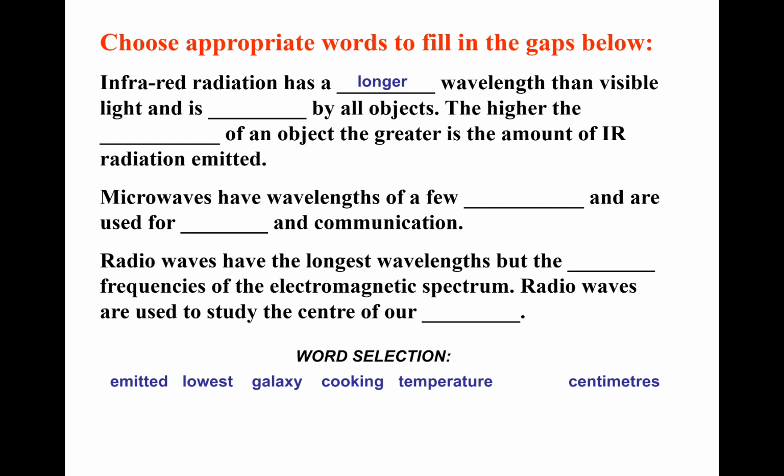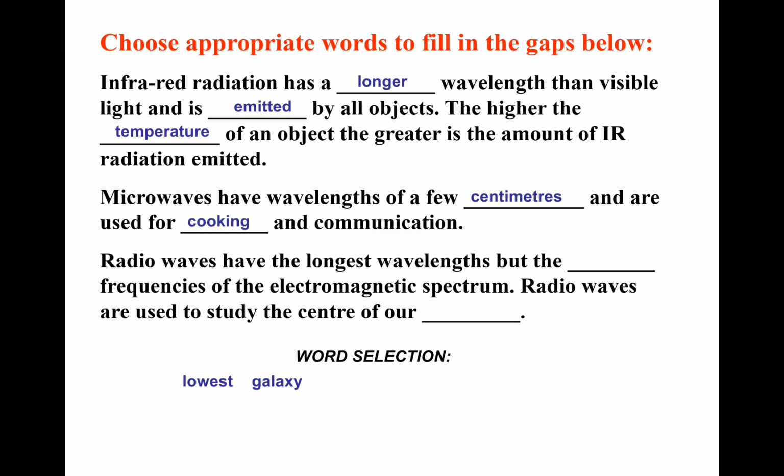So infrared radiation has a longer wavelength than visible light and is emitted by all objects. The higher the temperature of an object, the greater the amount of IR, or infrared radiation, emitted. Microwaves have wavelengths of a few centimeters and are used for cooking and communication. Radio waves have the longest wavelengths, but the lowest frequencies of the electromagnetic spectrum. Radio waves are used to study the centre of our galaxy.